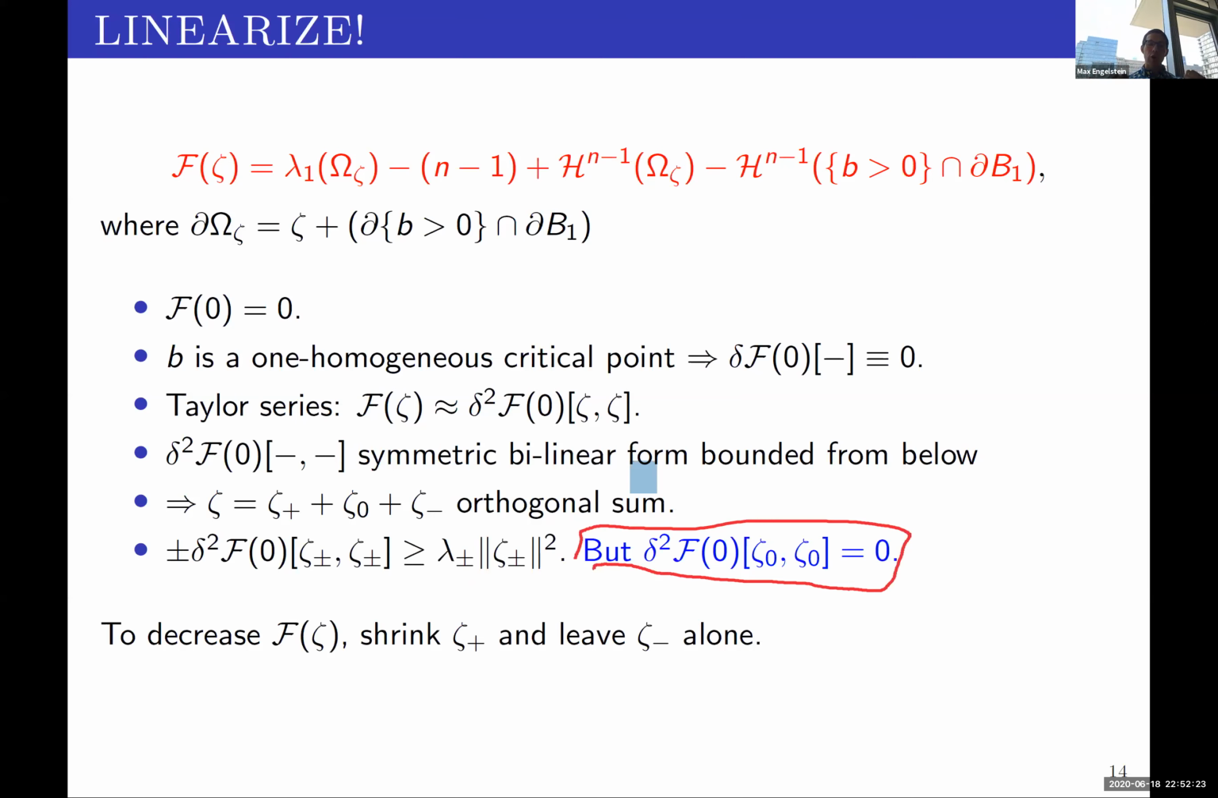So if I want to shrink this functional as I'm building my competitor inside the ball, well, the recipe is easy. I should be sort of pulling down on the zeta plus directions and leaving the zeta minus directions alone, right? Or even pushing up on them. But of course, the difficult thing is what happens if basically my entire graph is in the zeta 0 direction, right? If the whole thing is in the kernel, then I don't really understand what's happening as I perturb things. At least I don't understand what's happening to second order.